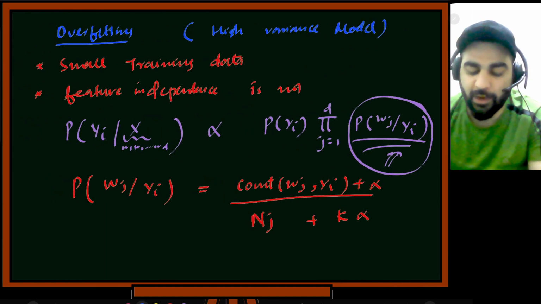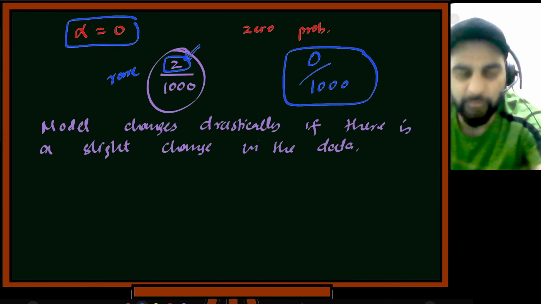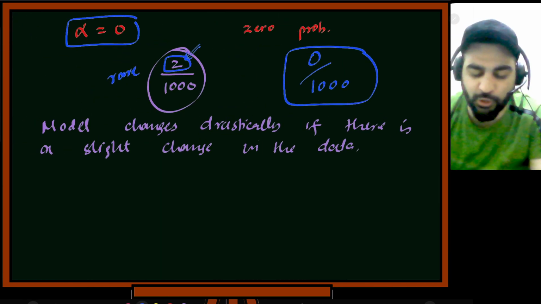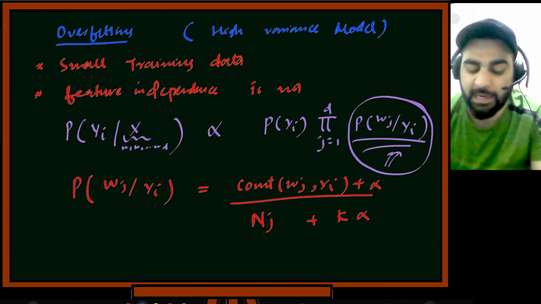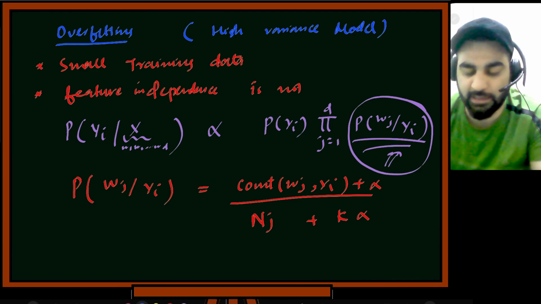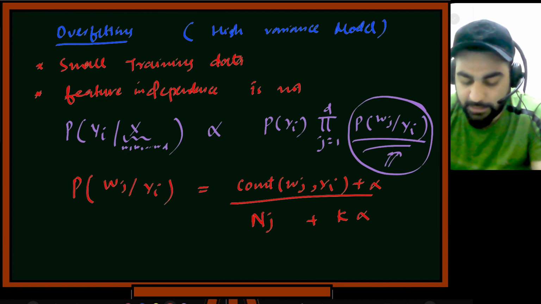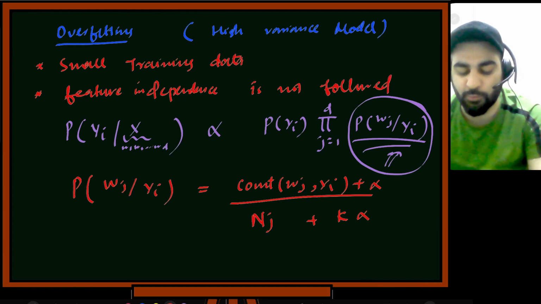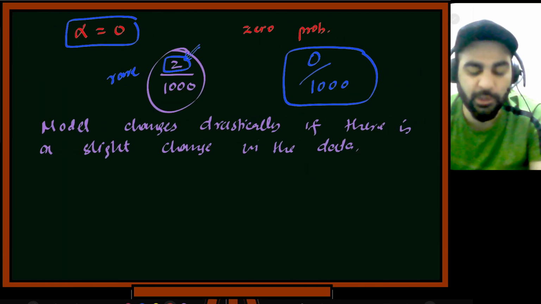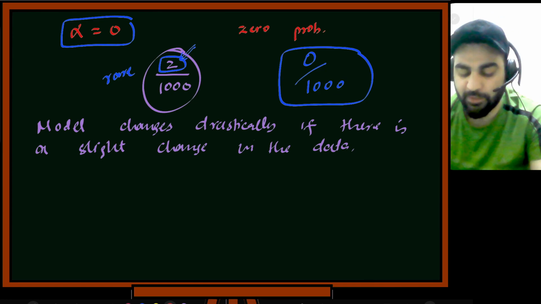Okay, now when will overfitting happen? What are the cases of overfitting? First we saw that if the training data is small, it will overfit. Then the feature independence assumption is not followed. I can write: feature independence is not followed. If this is not followed, again there's a chance of overfitting. Then we saw alpha also has an effect on overfitting. Okay, same we'll see for underfitting.